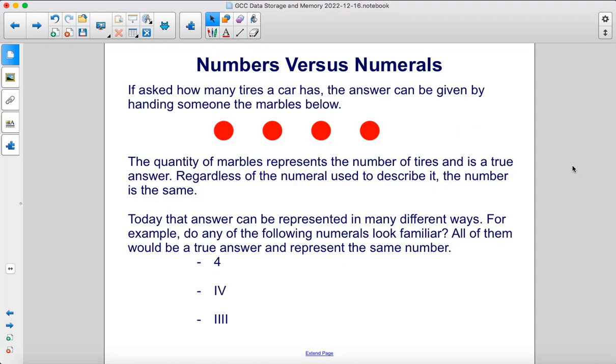If asked how many tires a car has, the answer can be given by handing someone the marbles below. The quantity of marbles represents the number of tires and is a true answer. Regardless of the numeral used to describe it, the number is the same. Today, that answer can be represented in many different ways. For example, do any of the following numerals look familiar? All of them would be a true answer and represent the same number. We have 4 as a decimal number, we have 4 in Roman numerals, and 4 tally marks.